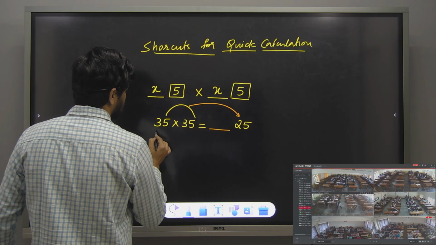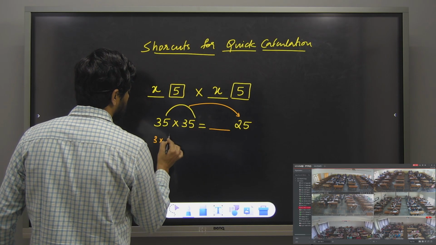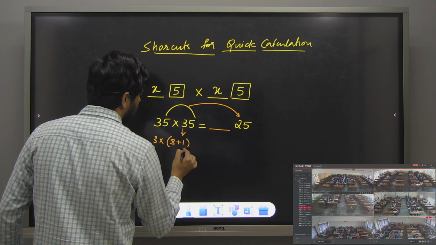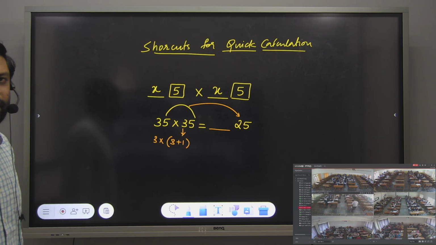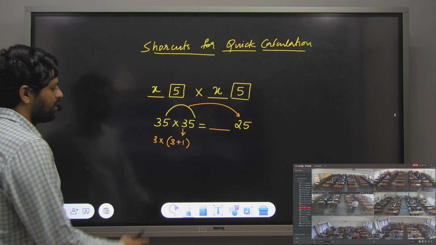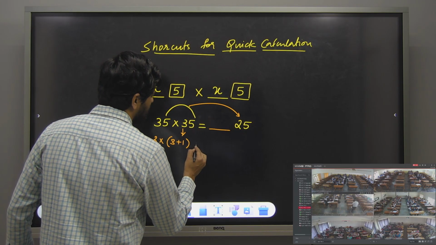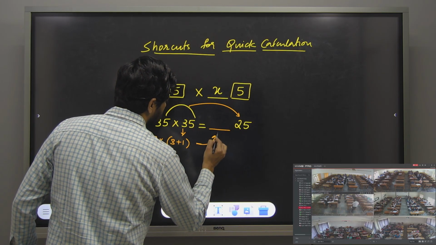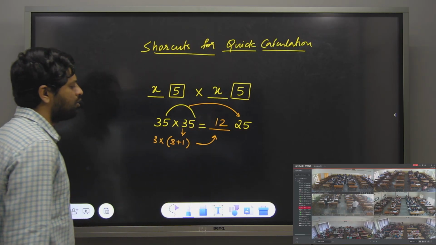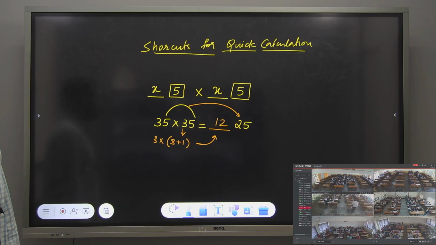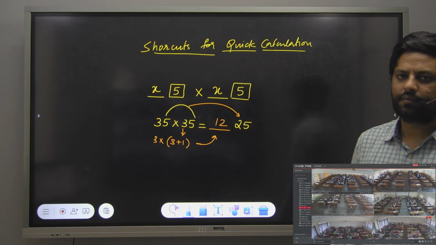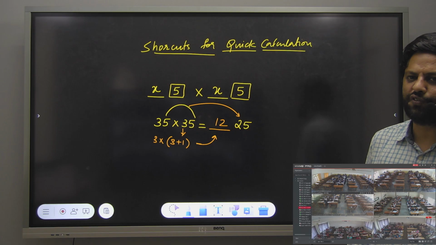What I will write here is 3 into, what is the next number after 3? Yes, the next number after 3 is 4. So what is 3 into 4 going to be? 3 into 4 is 12. So the answer is going to be 1225.